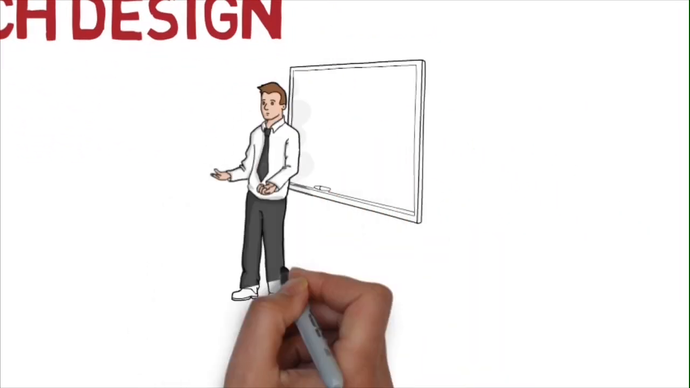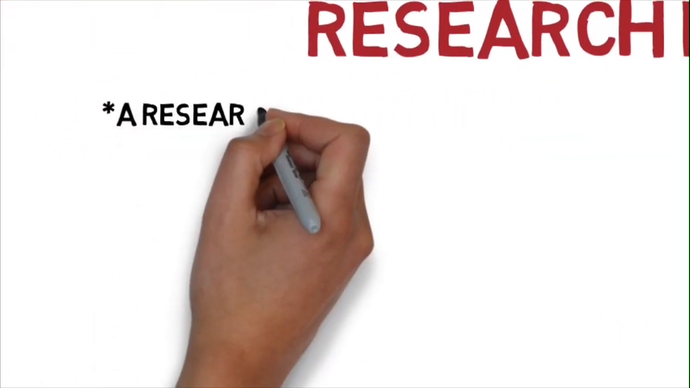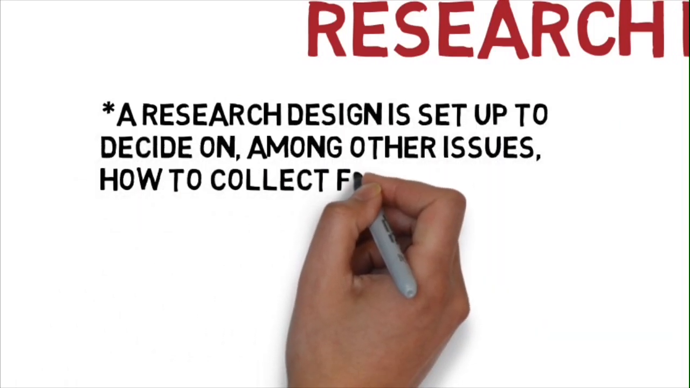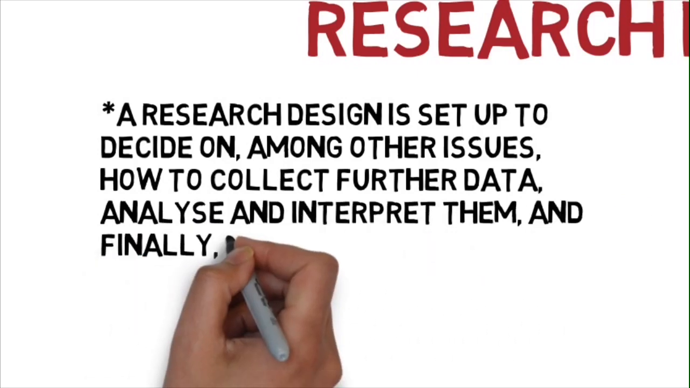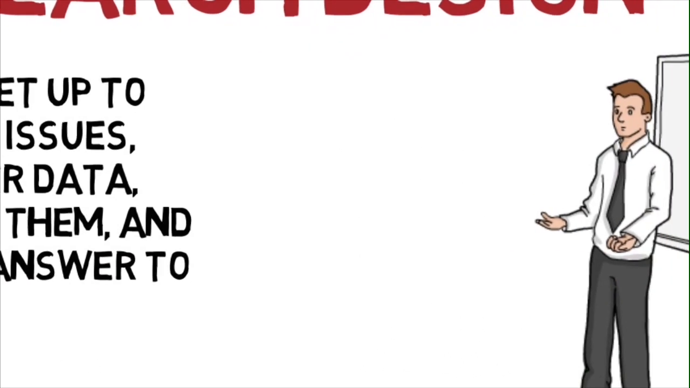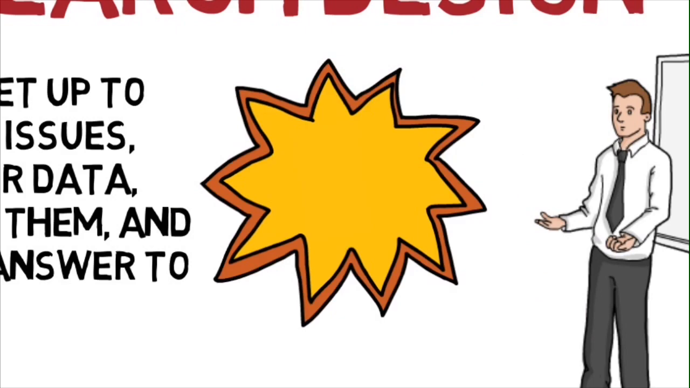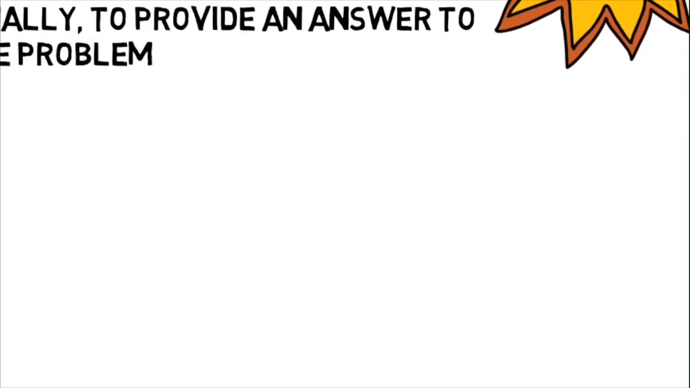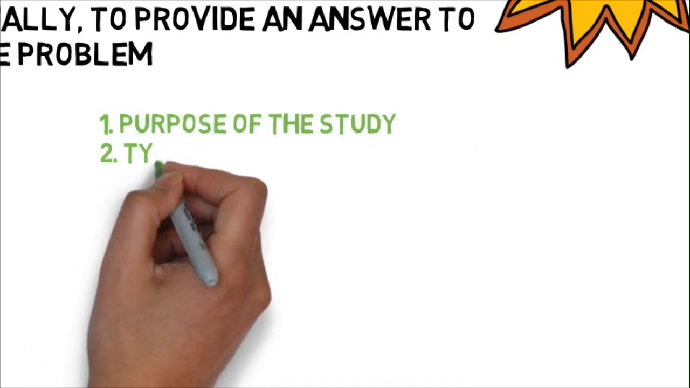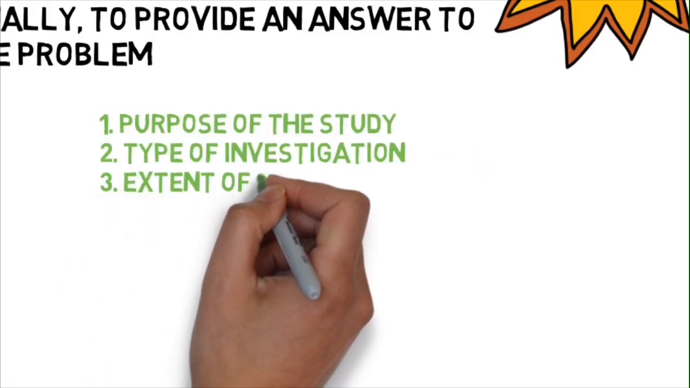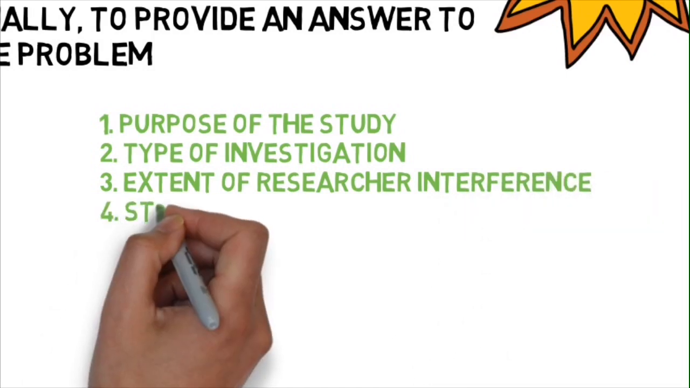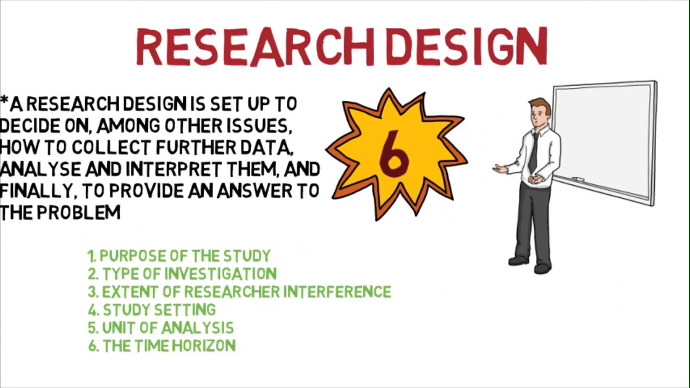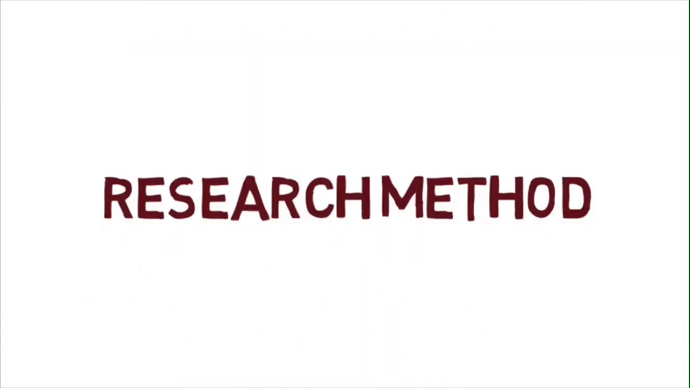According to Sekaran, a research design is a setup to decide on, among other issues, how to collect further data, analyze and interpret them, and finally to provide an answer to the problem. Sekaran has identified 6 elements of research design. Number 1, purpose of the study. Number 2, type of investigation. Number 3, extent of research interference. Number 4, study setting. Number 5, unit of analysis. Number 6, the time horizon.